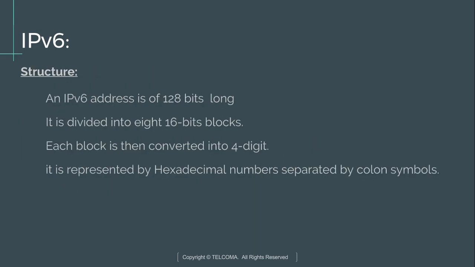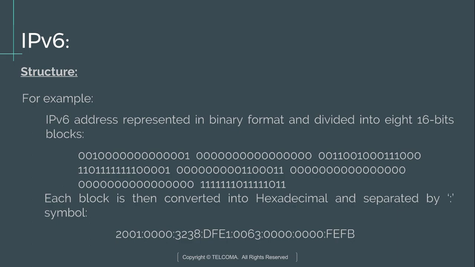The next topic is the structure of IPv6. An IPv6 address is 128-bit long and is divided into eight 16-bit blocks. Each block is then converted into a 4-digit hexadecimal number, and the blocks are separated by the colon symbol. As shown in the example, IPv6 is represented in binary format as eight 16-bit blocks, and each block is converted into hexadecimal, separated by colons: 2001 colon 0000 colon 3238 colon DFE1 colon 0063 colon 0000 colon 0000 colon FEFB. So this is the IPv6 address.